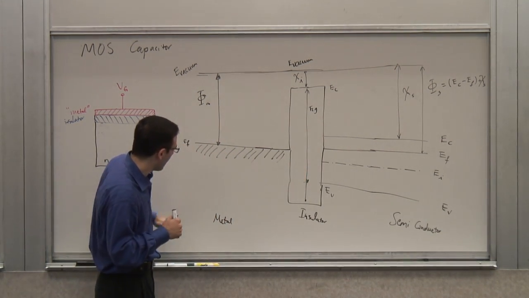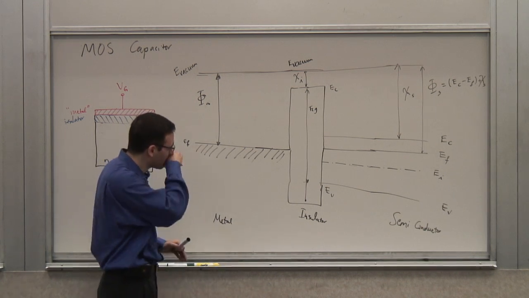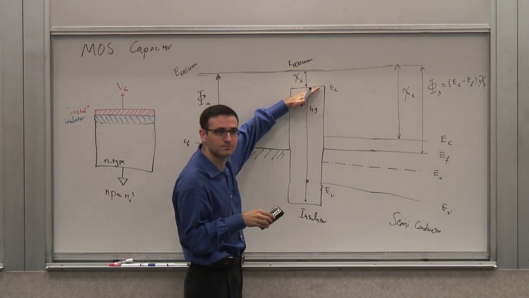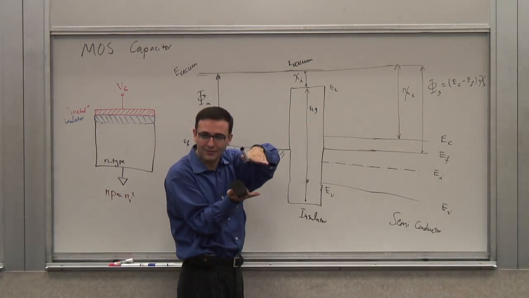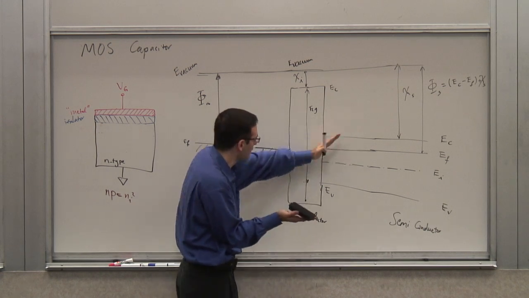Now, we pull this down. What happens? We lower this potential. So where does the potential drop? Well, part of it drops across this gate oxide, right? This is a capacitor. We will have an electric field across it. So there will be a potential difference. And part of it will drop inside the semiconductor.